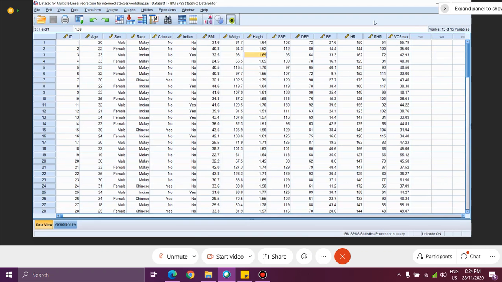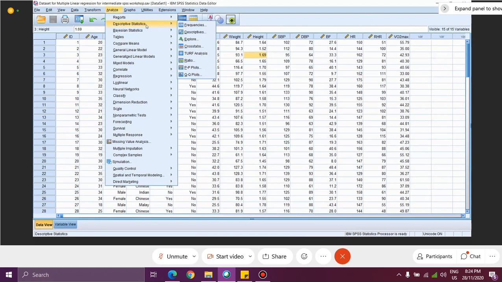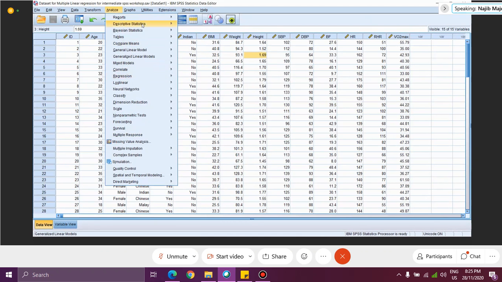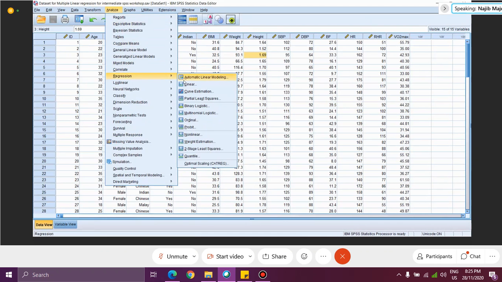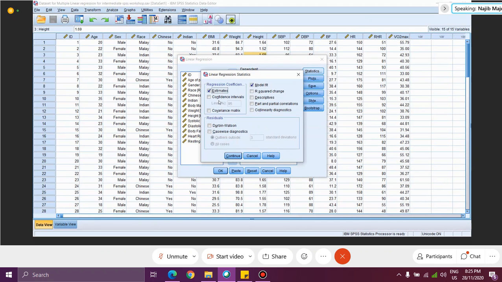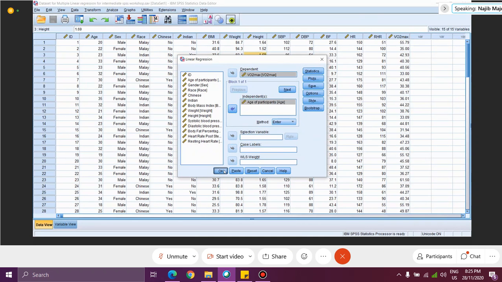So for age, again, similar steps. You go to analyze, regression, linear. The dependent variable is your outcome variable, VO2 max, and the first independent variable is age. Under statistics, we select confidence interval 95% to obtain the 95% confidence interval. Then just click continue and then OK.